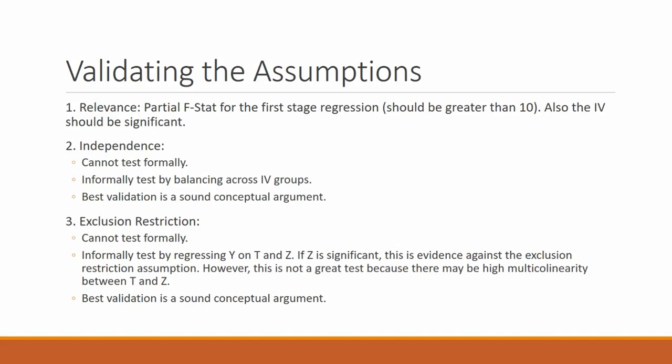The first assumption is relevance. This is related to the first link in the causal chain. This is the idea that Z is related to T. Z is correlated with T. Z impacts T. Z can cause a change in T. All right, the instrumental variable causes a change in T. All right, how do we test that? Well, in this case, what we can do is we can run our first stage regression model. We regress T on Z.